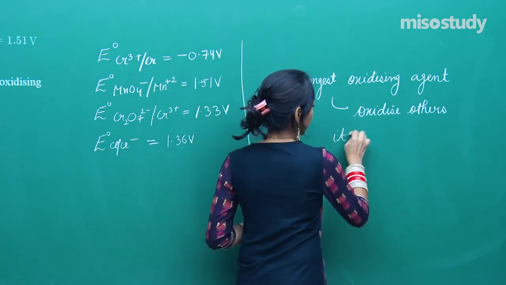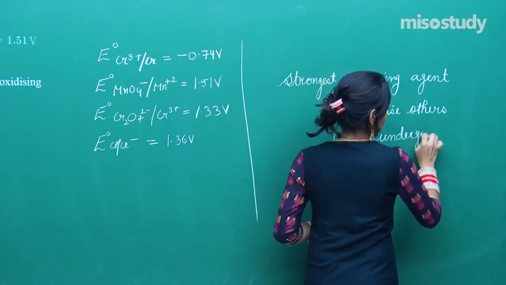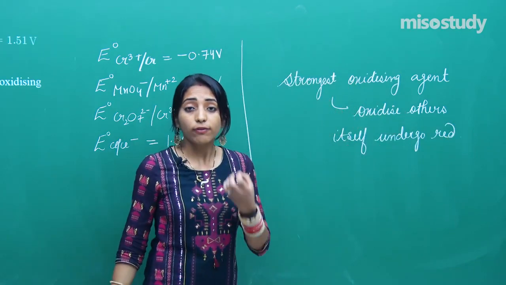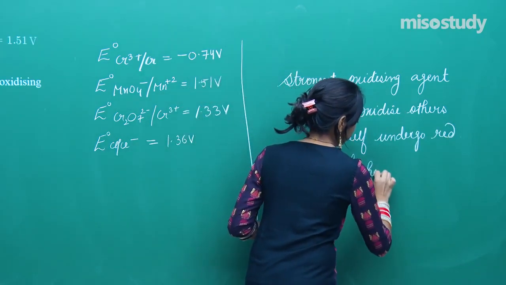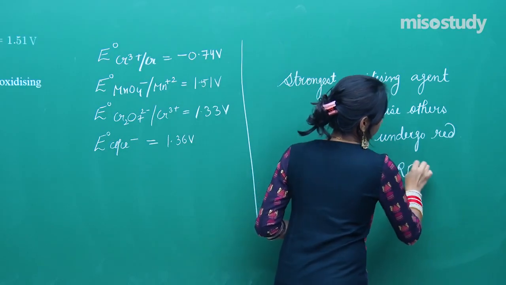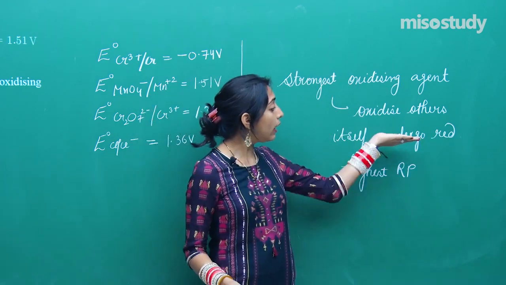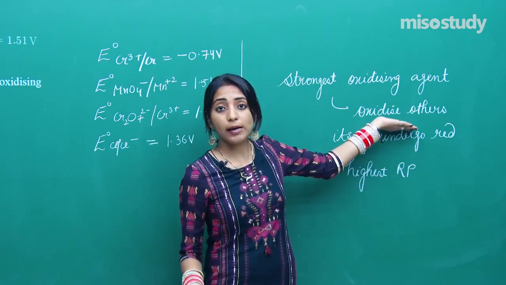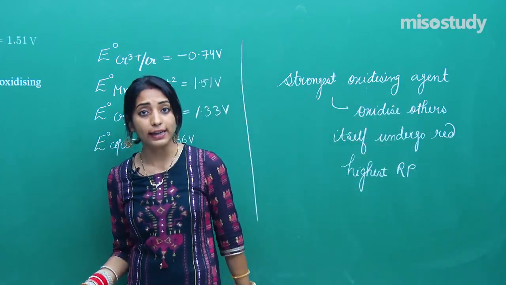So itself undergo reduction. So any particular species or compound which will have the highest reduction potential will be the one which would love to undergo reduction quickly, will be the one which will help in the oxidation of others, will be the one which will be the best oxidizing agent.